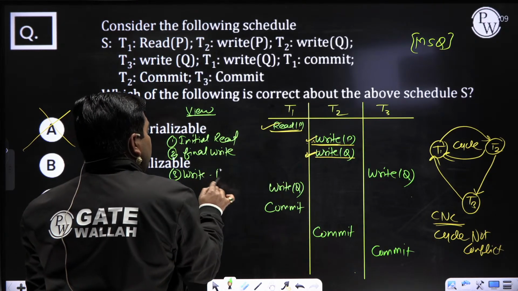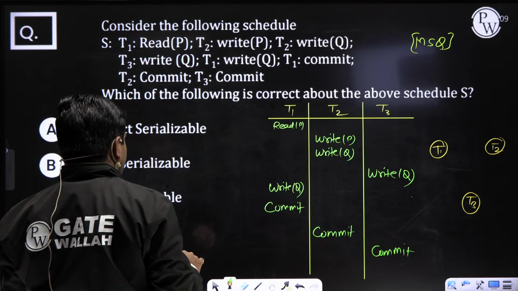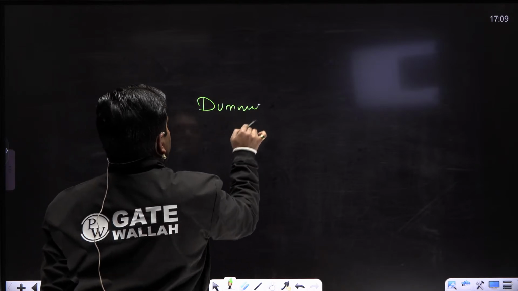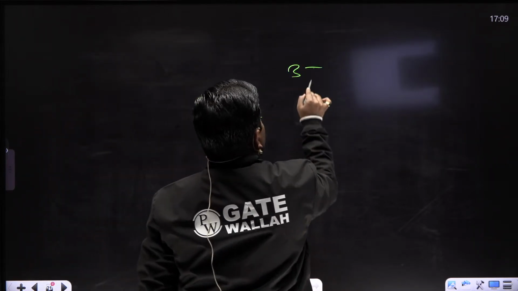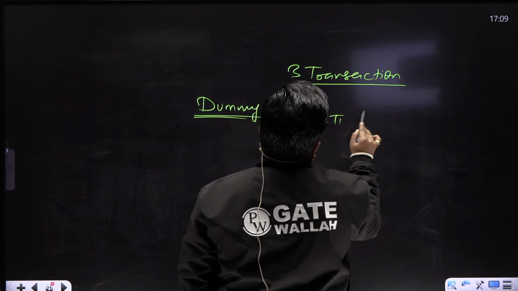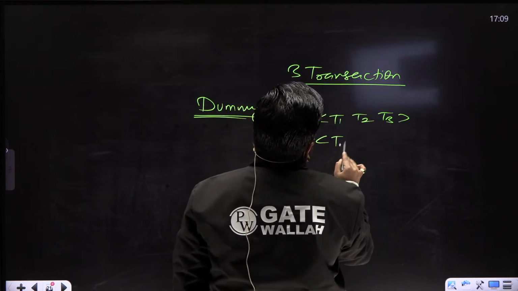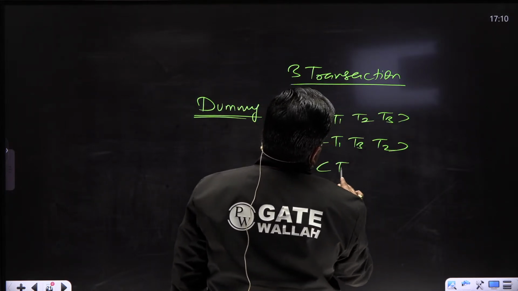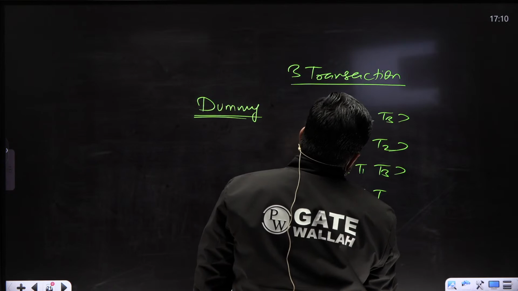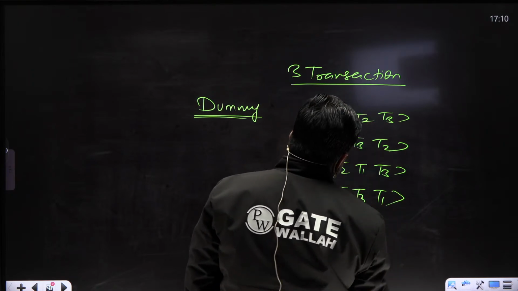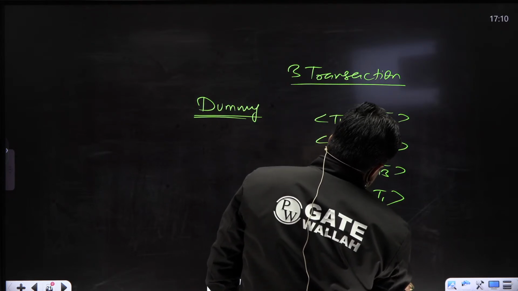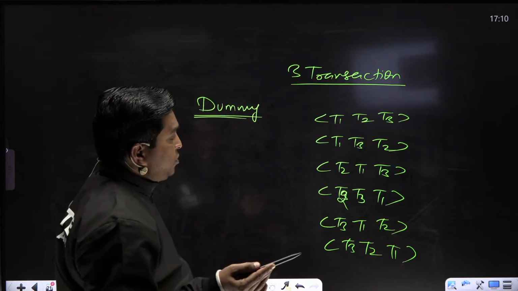Most of the students say, sir, we have a problem in this, how to find. So I told them that there are 3 transactions. First we select a dummy. What is the meaning of dummy? If there are 3 transactions, what are the orders? What are the serial schedules? T1 T2 T3, T1 T3 T2, T2 T1 T3. My dear, it's my gut feeling that this time you will get one question of 2 marks from this topic. T3 T2 T1. Okay, so there are 6 equivalent schedules, 6 possibilities.